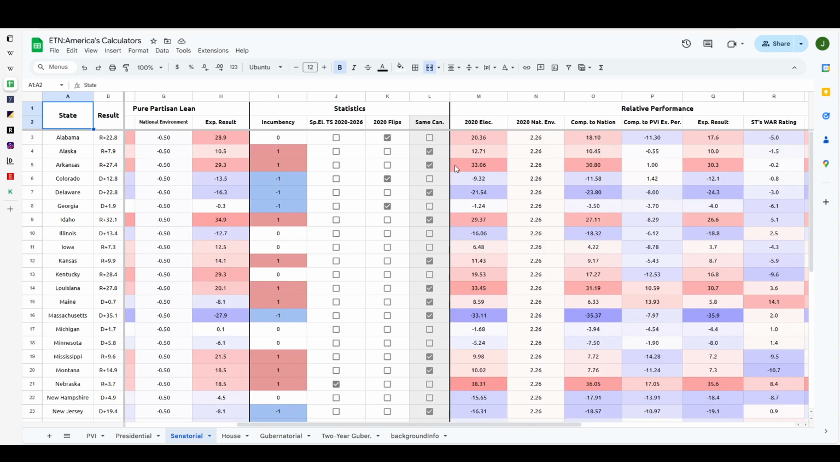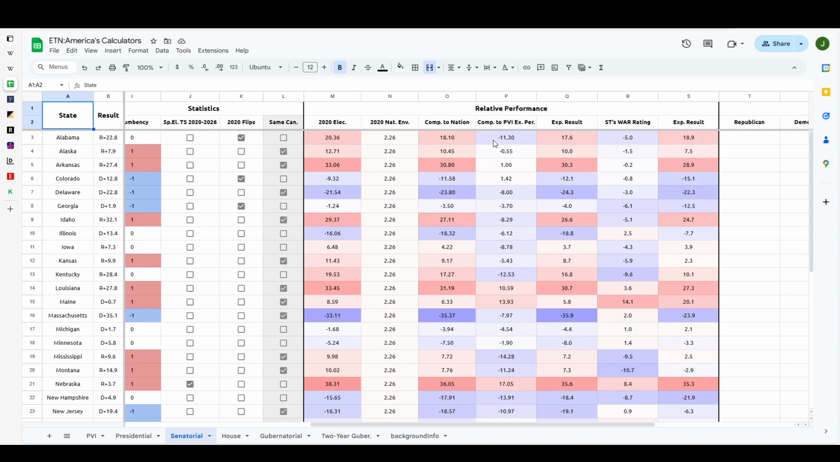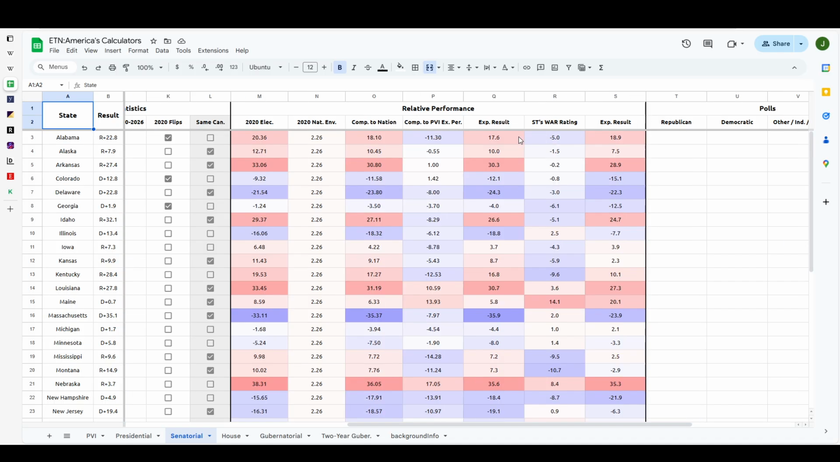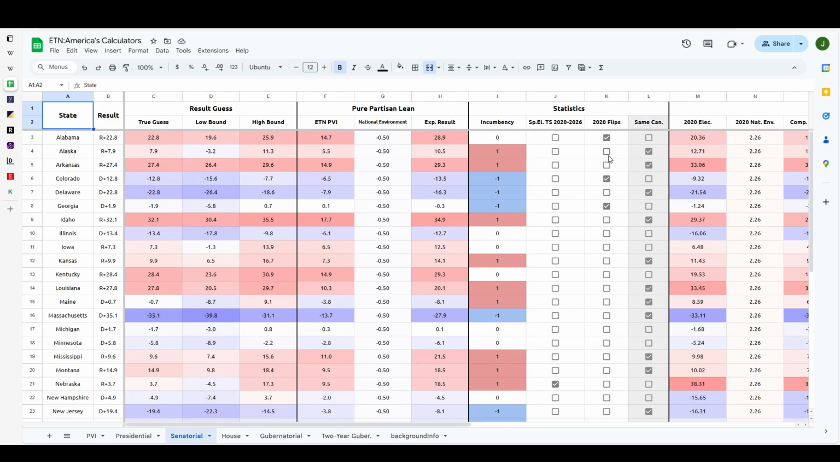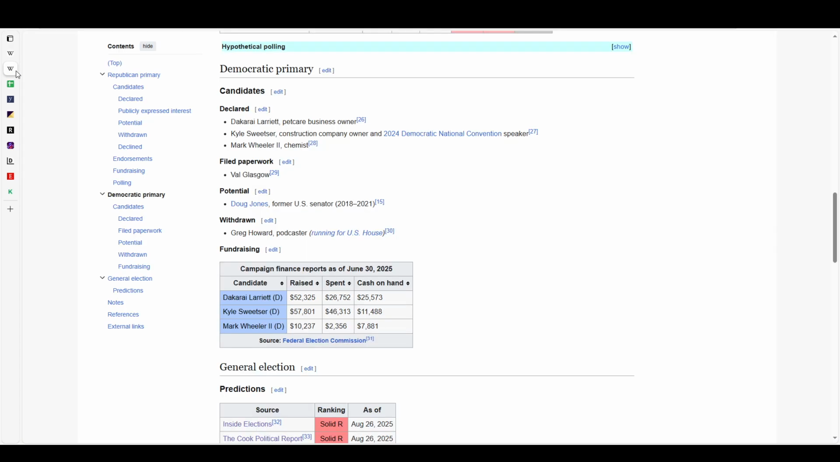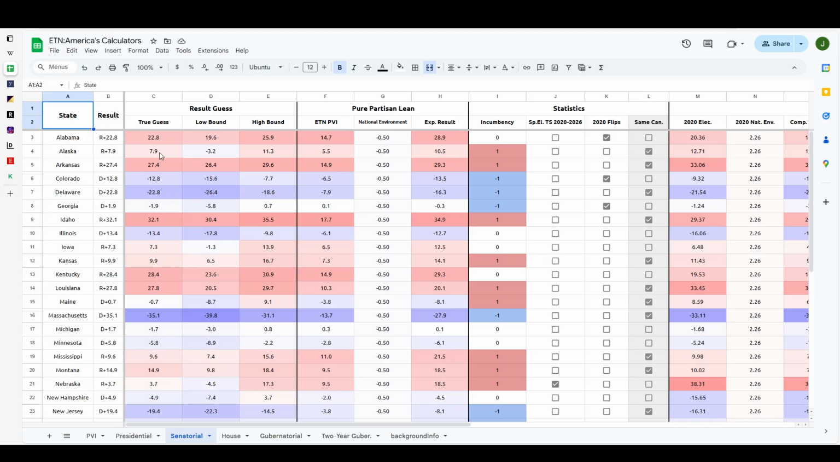But the reason that there was an incumbency is why this was 11.3 compared to the expected performance. The WAR rating is -5, which is also going to be because of Jones. But because he hasn't announced that he's going to run yet, then we don't have the incumbency, which is the only reason that it's this close. But the guess is going to be 22.8 points for the Republican.